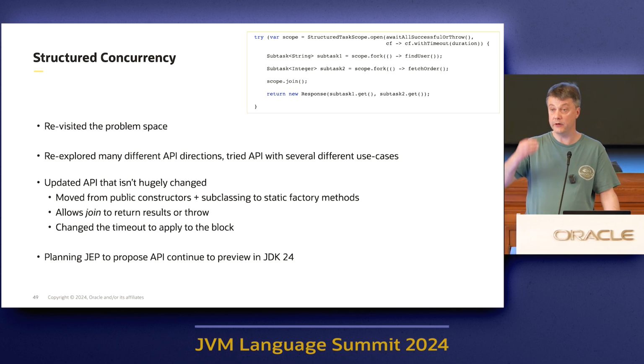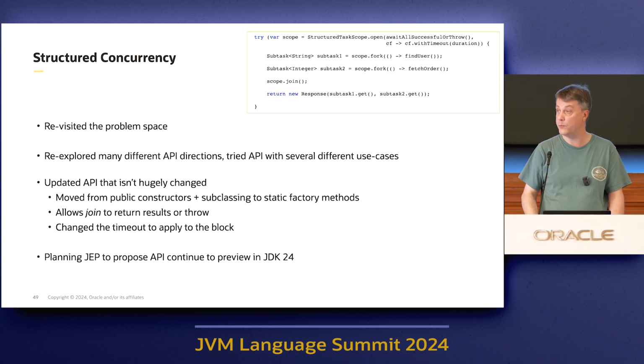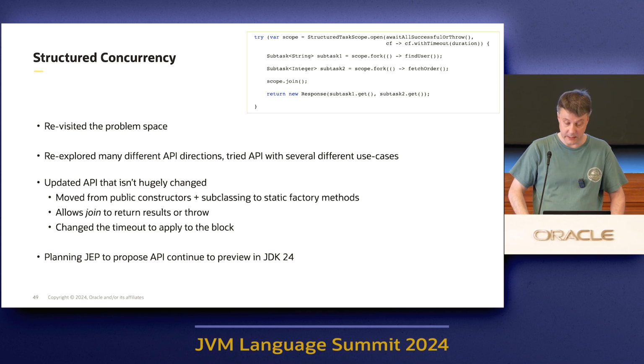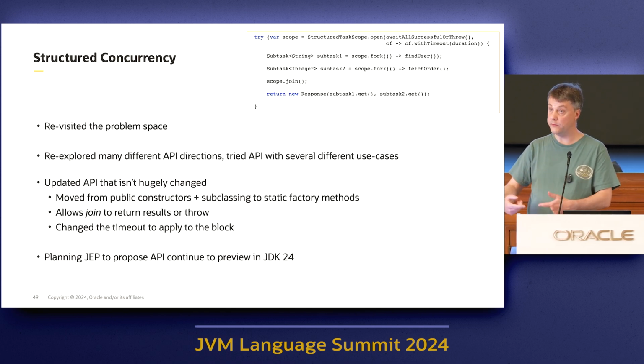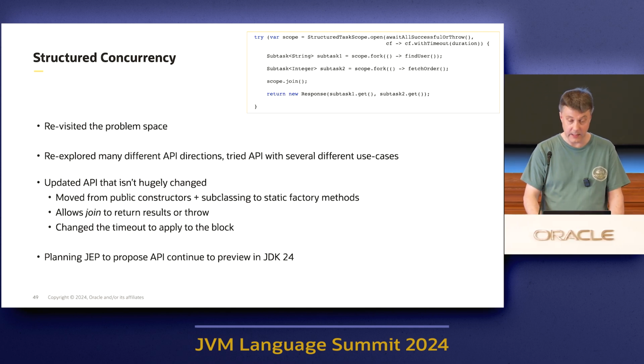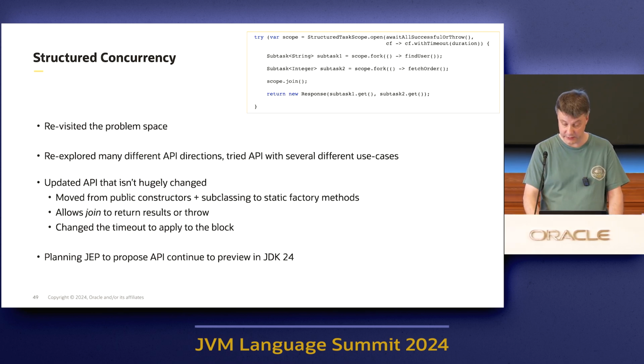So we've come up with a new iteration of the API. It's not significantly different in terms of shape, but we have a better story for plugging in policies. We've addressed some of the pain points and hazards, and we can talk a bit about that. So we are going to re-preview this API in 24 because it's not a massive change to the API, but it's a change, and we don't have the confidence yet to make that a permanent feature.